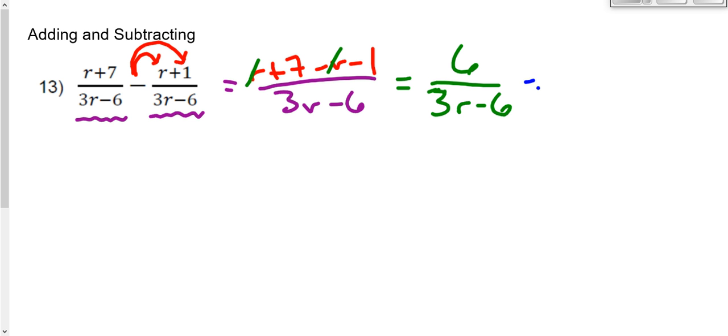So what we're going to do is factor the denominator. It has a GCF of 3. If I divide 3r by 3, I just get r. And if I divide 6 by 3, I get the number 2. And in our numerator, we have the number 6.